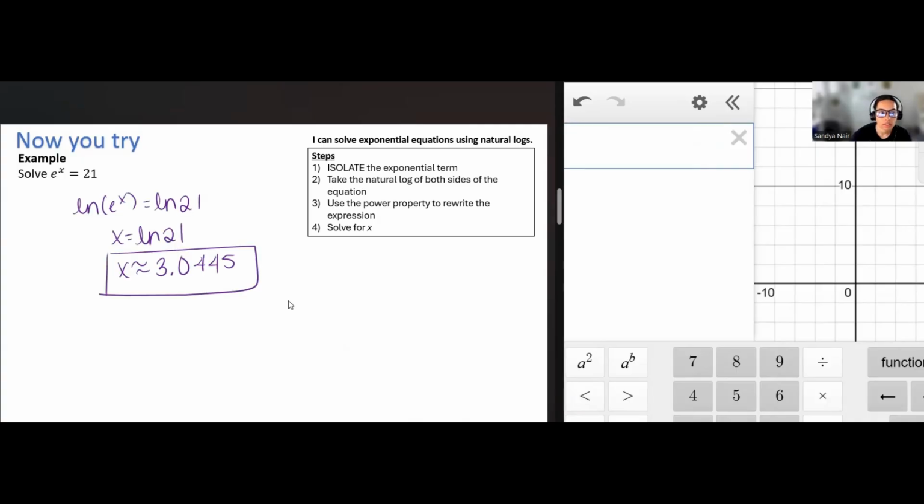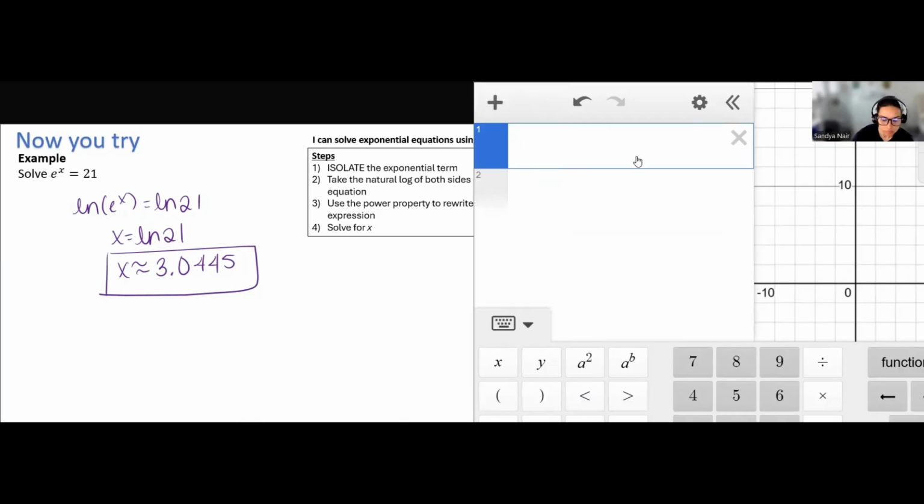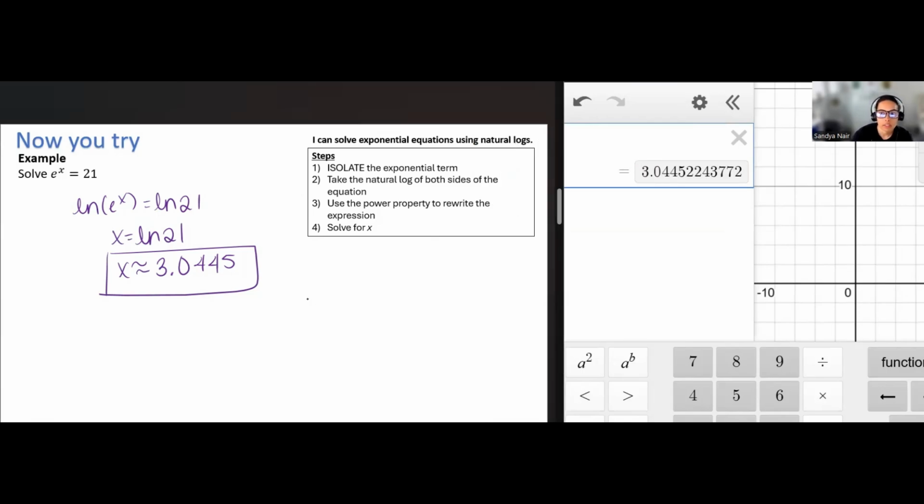So here we have e to the x equals 21. So I'm going to start off by taking the natural log of both sides, which gives me the natural log of e to the x equals the natural log of 21. The left side is going to simplify to x, so I now have x equals natural log of 21. I'm going to go over here to Desmos and type natural log of 21, and that's going to tell me that x is approximately equal to 3.0445.